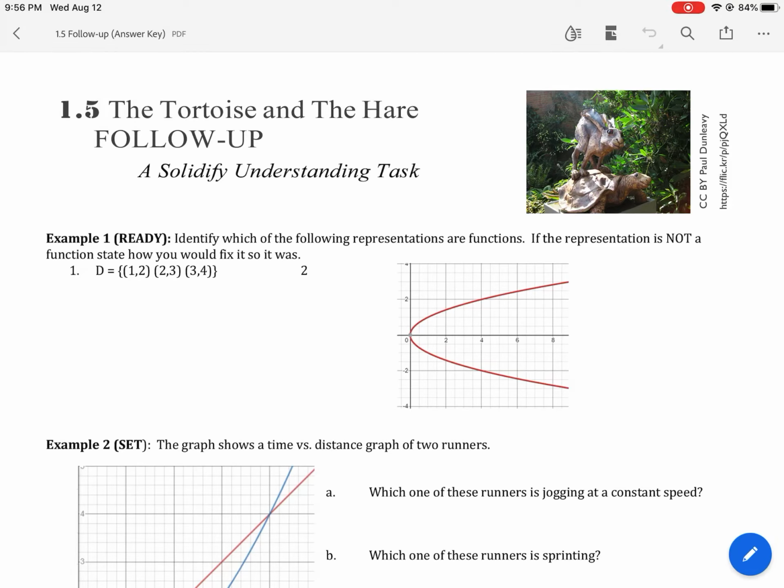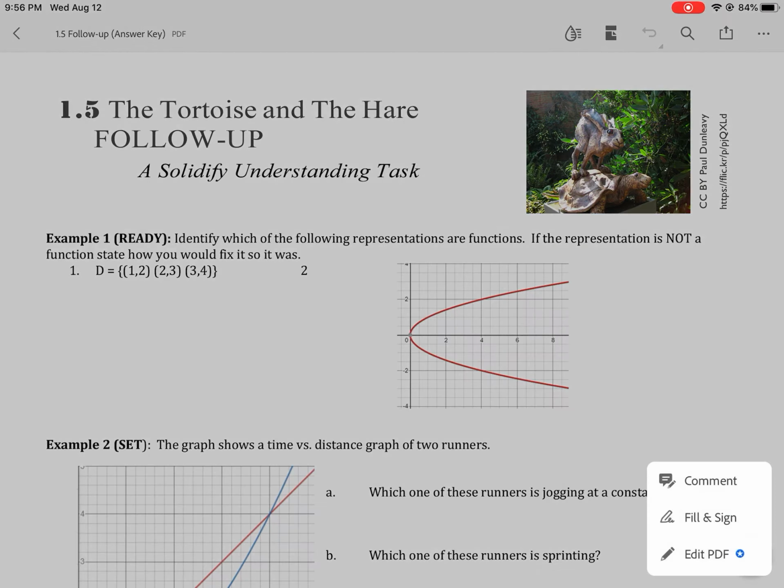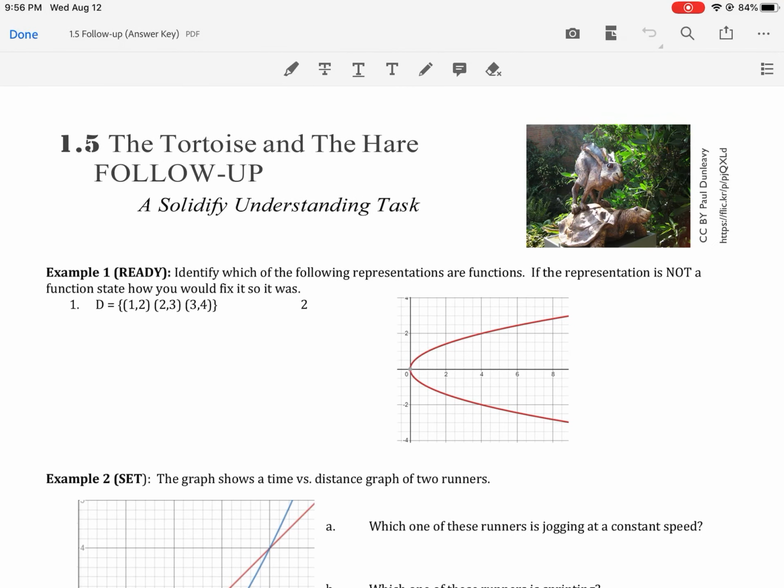Okay, I hope that you had a good time with the 1.5 task where you walked through it on Desmos. As for the homework, here are some tips and tricks that will help you.